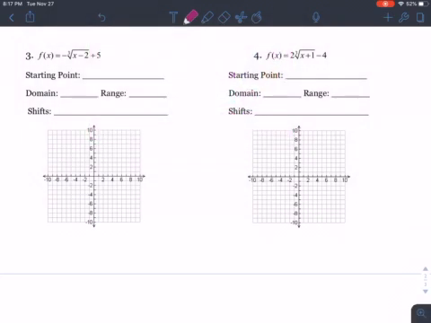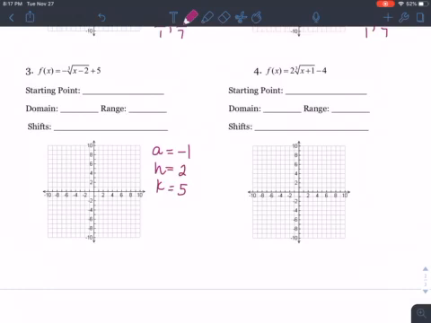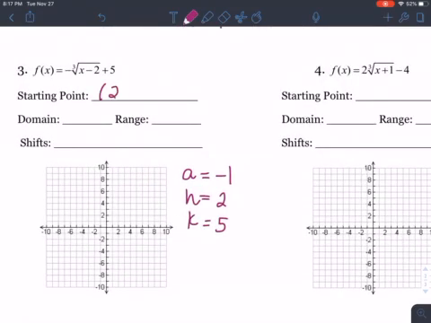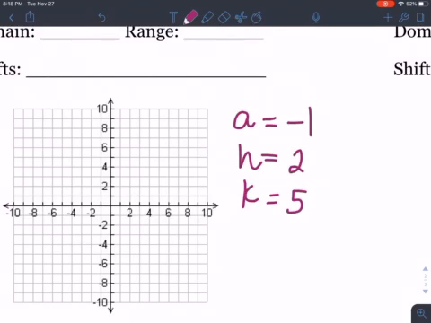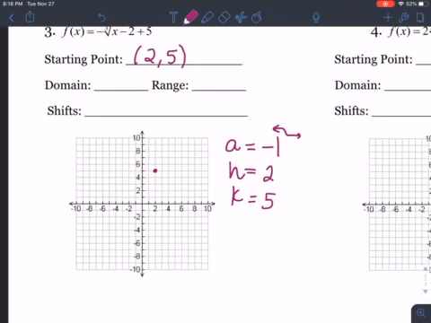Okay, let's try 2 more. My A value is -1. My H is 2. I better not wake up my girls. My K is 5, or you will hear some screaming. Okay, my starting point. We are at 2, 5. Now it's negative, so now my graph needs to go this direction, down.